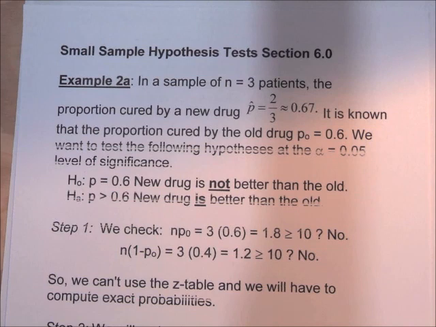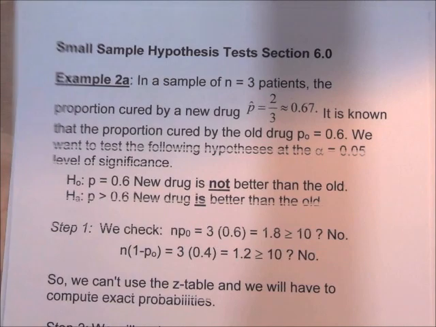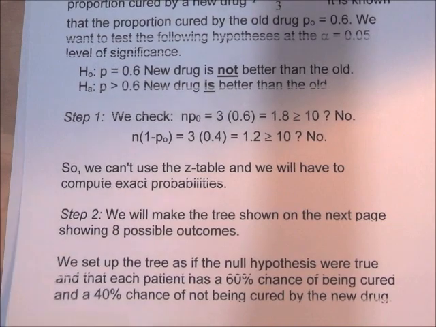We want to check that n times p0 is at least 10. So 3 times 0.6 is 1.8, greater than or equal to 10? And that's a no. Also, n times 1 minus p0, 3 times 0.4, is 1.2, greater than or equal to 10? And that's a no. So that means we can't use the z-table, and we'll have to compute the exact probabilities. We will do that using a tree showing the 8 possible outcomes, and we'll set up the tree as if the null hypothesis is true.